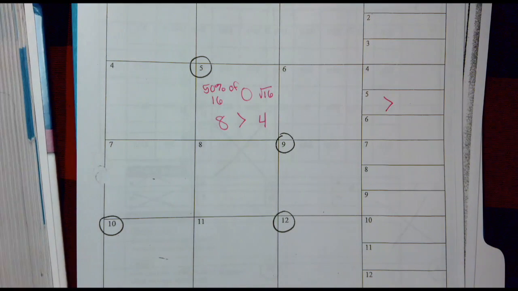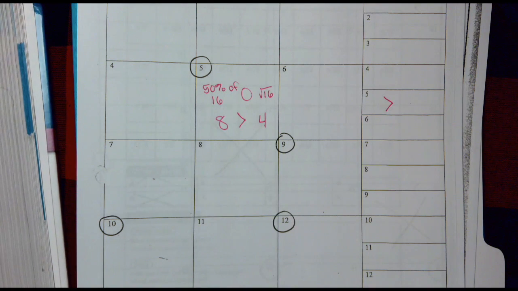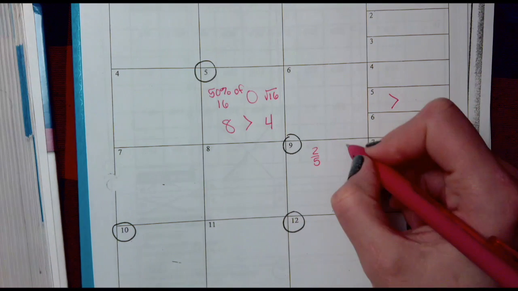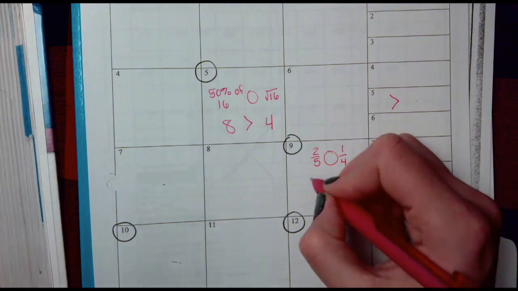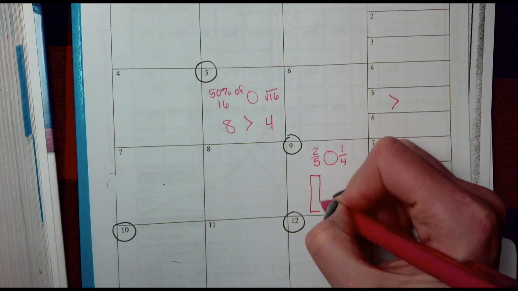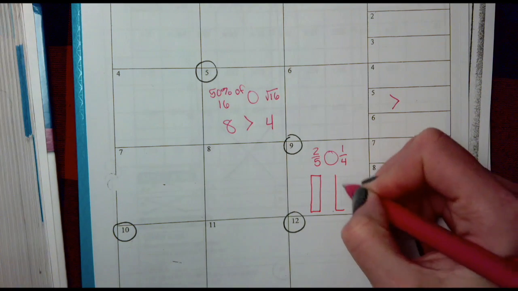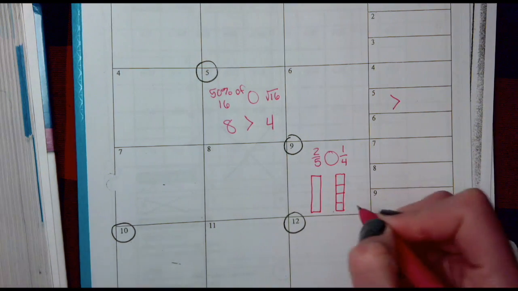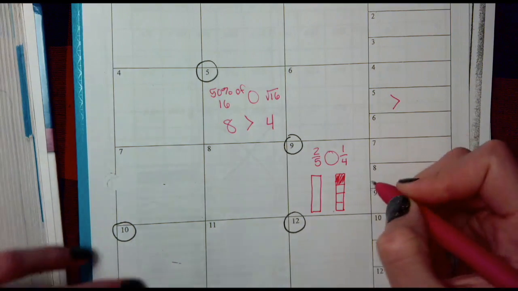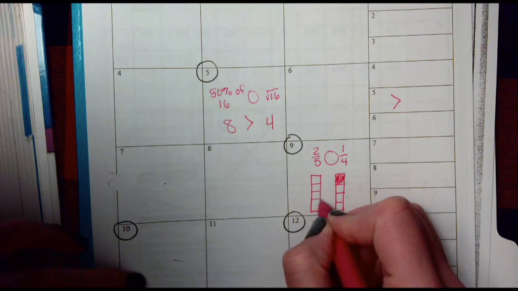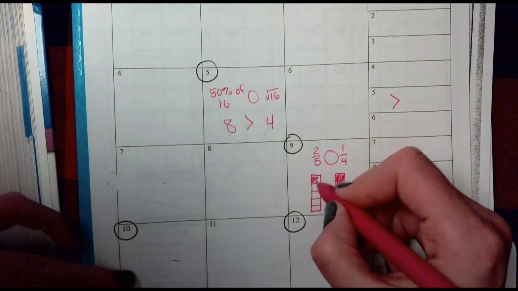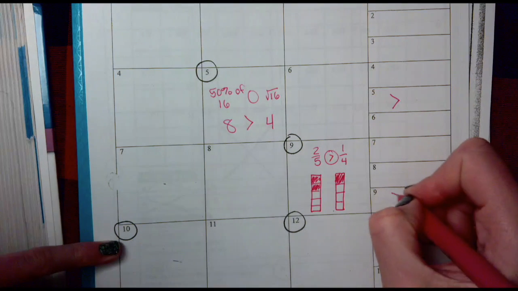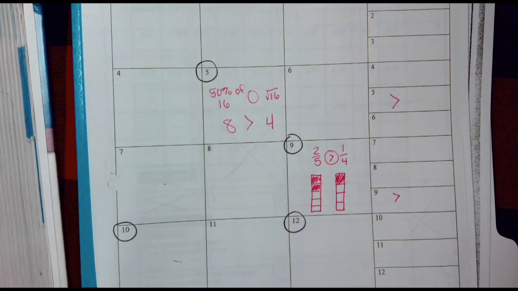Number 9 says compare these fractions. Draw and shade 2 congruent rectangles to show the comparison. So 2/5 less than, greater than, or equal to 1/4. Remember, I like to draw my rectangles vertically. It's easier to see. The right one you're going to shade in 1/4. The left one shaded 2/5. I can see that 2/5 has more shaded in, so 2/5 is greater than 1/4.